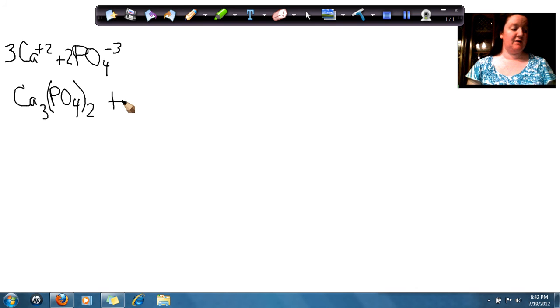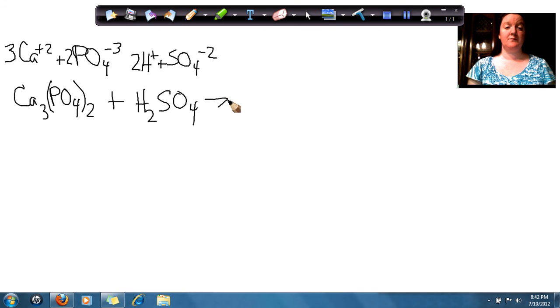And that's reacting with sulfuric acid. We know that's our sulfate ion, going together with enough hydrogen to balance it out, which is 2H+. So that's giving me H2SO4. And that's making calcium sulfate.